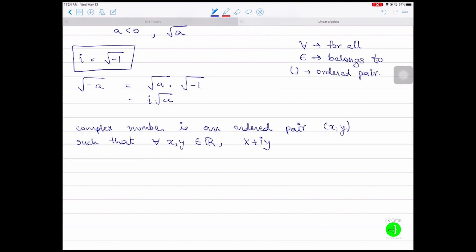So a complex number is an ordered pair (x, y) such that for all x and y belonging to the real numbers, we write the complex number as x plus iota y. This is how it is denoted conventionally. And if we were to talk about how to write the set of complex numbers, then the set of complex numbers in set builder form would be x plus iota y such that x and y belong to the set of real numbers. This is the definition and a really important thing to remember.